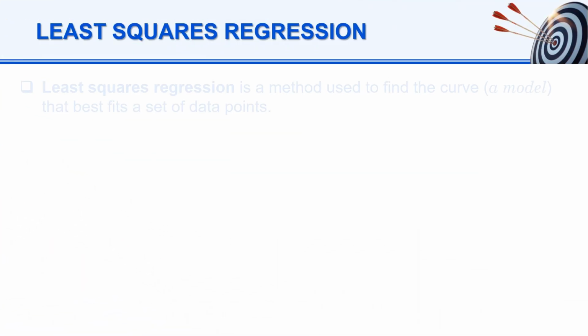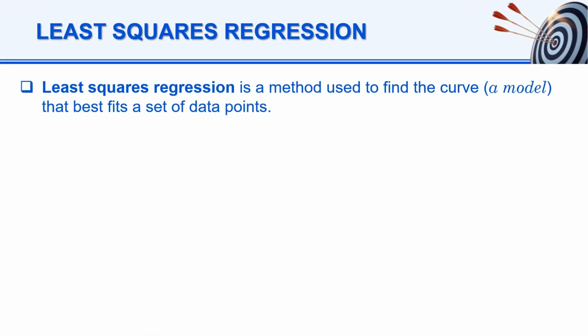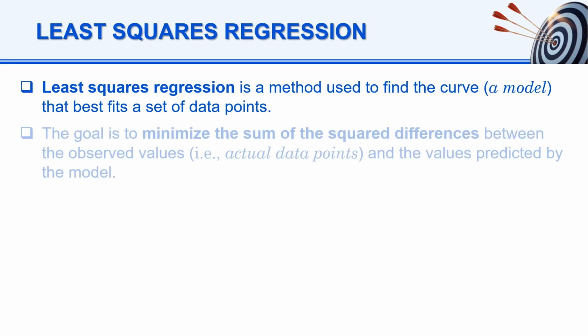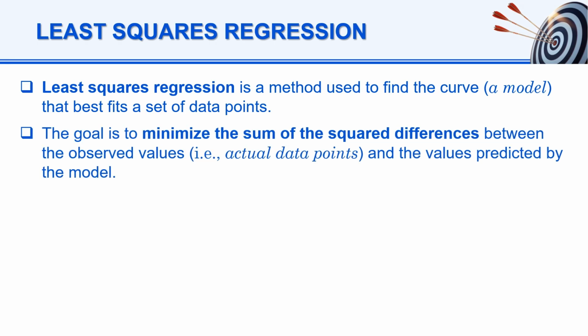Least squares regression is a method used to find the curve, i.e., a model, that best fits a set of data points. The goal is to minimize the sum of the square differences between the observed values, i.e., actual data points, and the values predicted by the model.